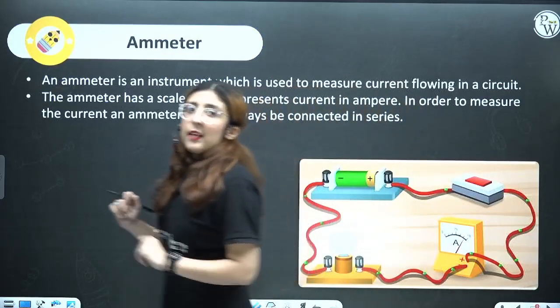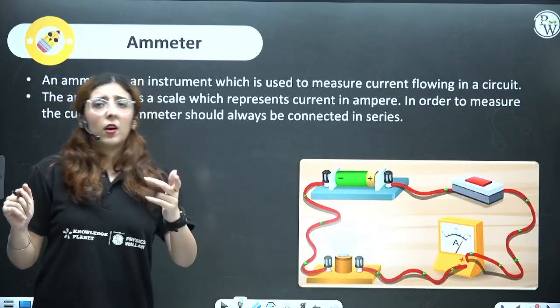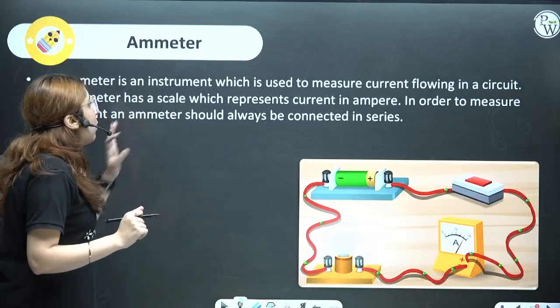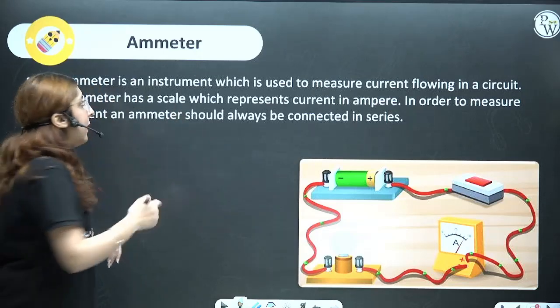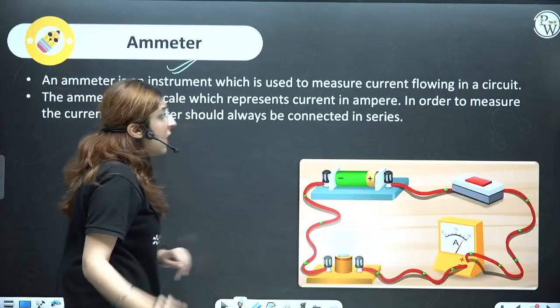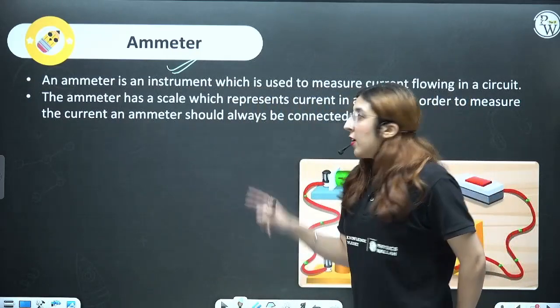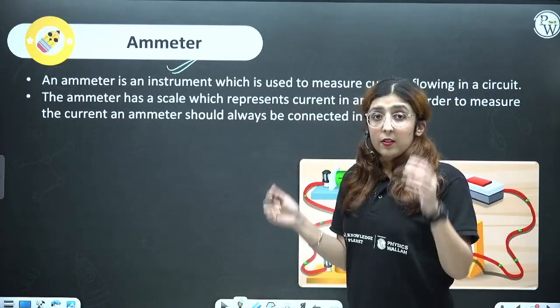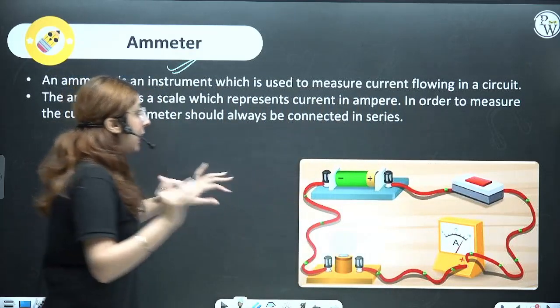Ammeter. So what is this? This is a device that will measure current. The device that is used to measure the current flowing in my circuit is nothing but the ammeter. What is the speciality an ammeter has? Your ammeter is always connected in my circuit in series.